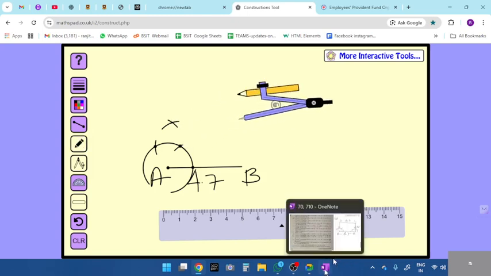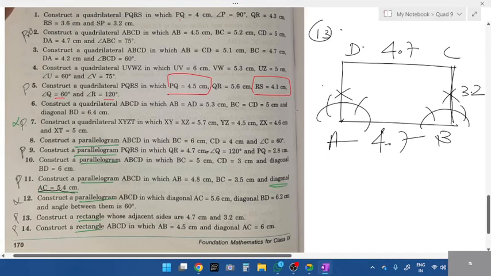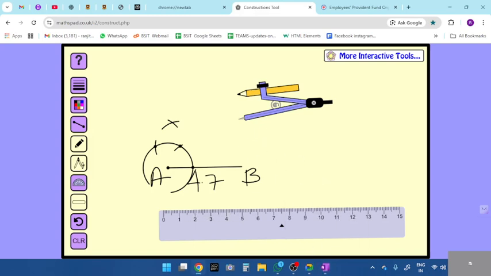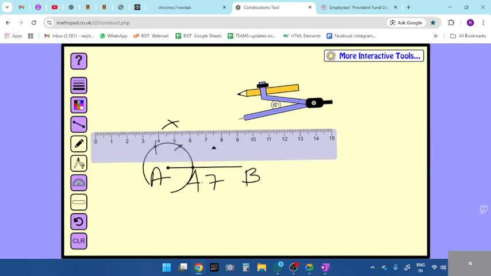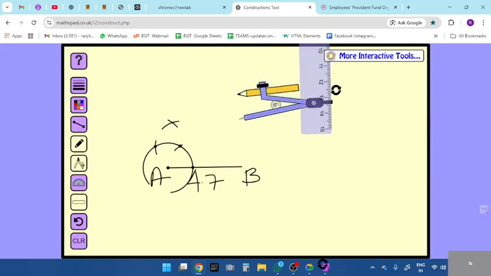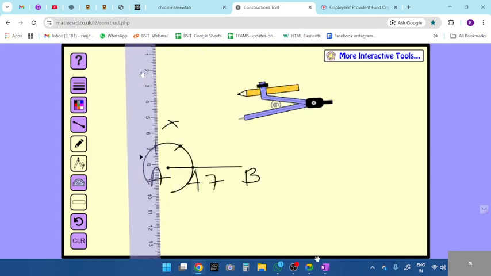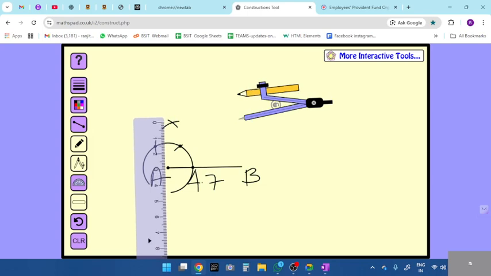Okay, 4.7. If BC is 3.2, what about AD? AD also should be? Yes, 3.2. Take 3.2 centimeters, draw a straight line. Okay, I'll do it properly. Here I'm not getting a straight line. It is outside the arc, where it should be.